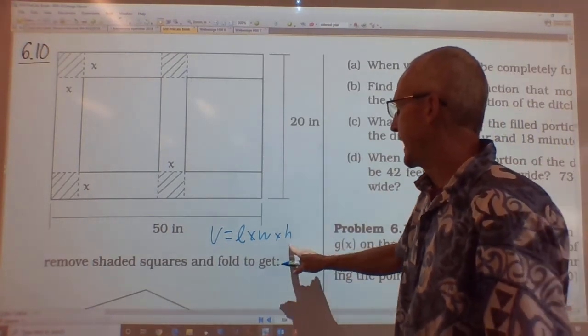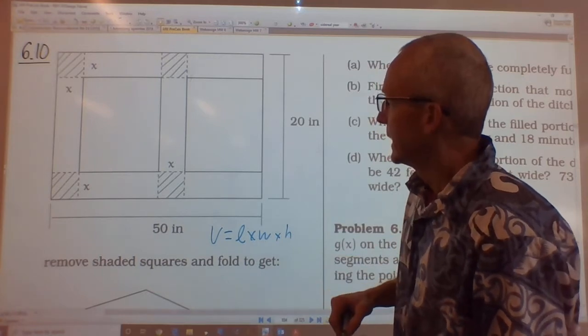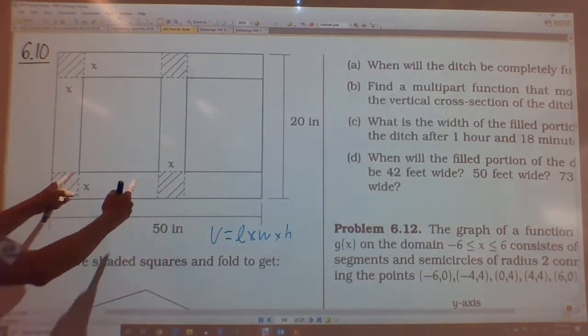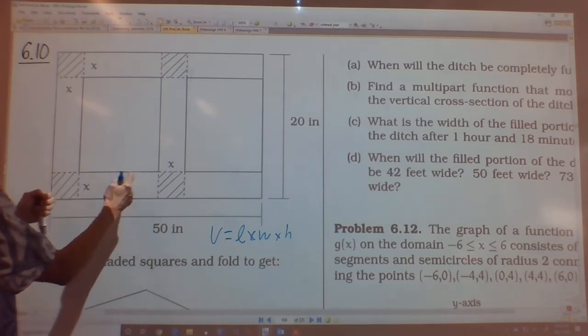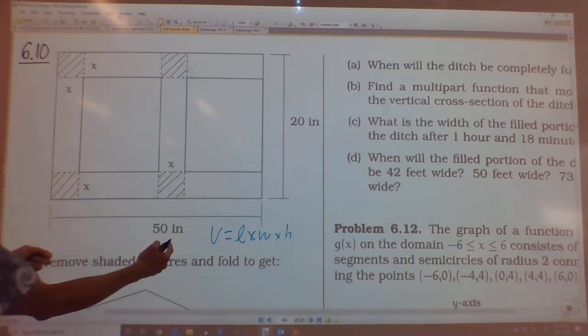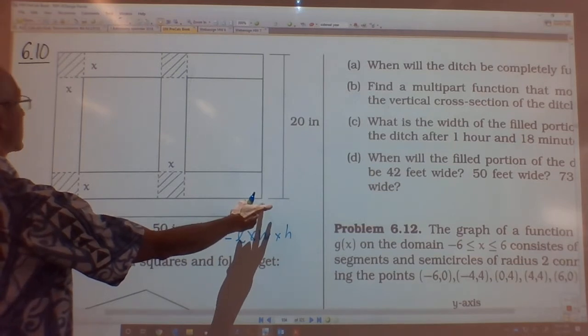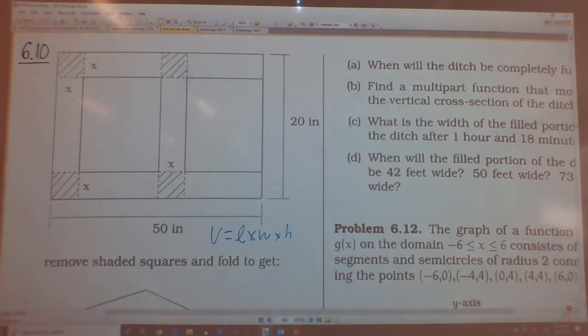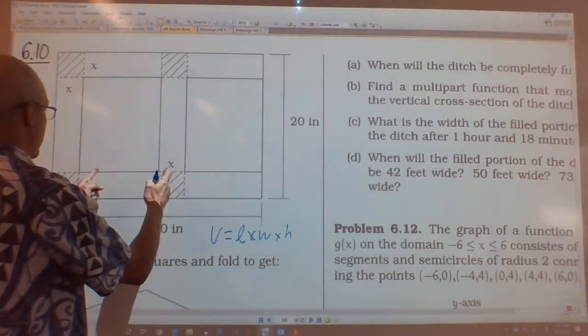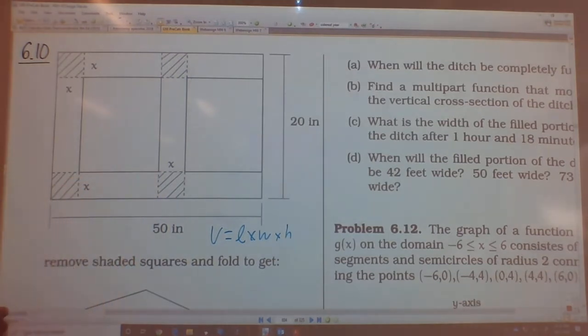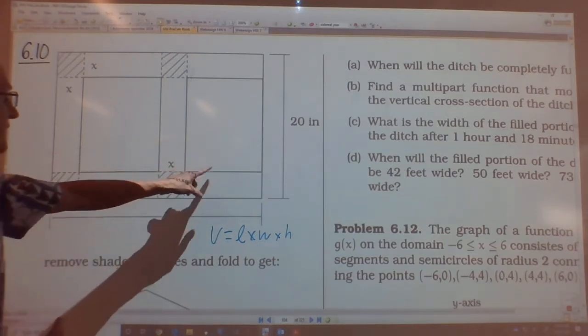Okay, so we know the height is X, but the length, I don't know what you want to call length or width, but let's say this is the length, okay? So this is one part of the box. They tell us it's 50 all the way across, and the height's 20 here. And I believe we want these two things to be the same, because that's how the box works, right? This is the top of the box, that's the bottom of the box. So these two things are the same.